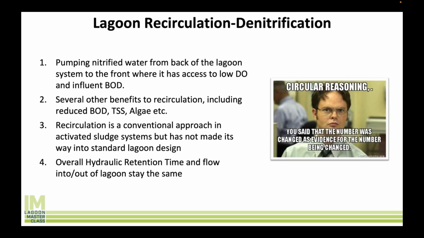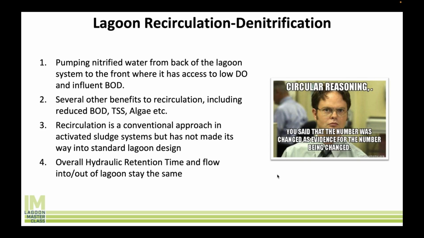So we came up with this idea of recirculation denitrification. What is this? What it means, very simply, is we're going to take the water that's nitrified, right? Assuming you're nitrifying your water, you're taking that ammonia, which is your primary influent source of nitrogen, and converting it into nitrate. We want to get that nitrate and send that water back to the front of your lagoon system.